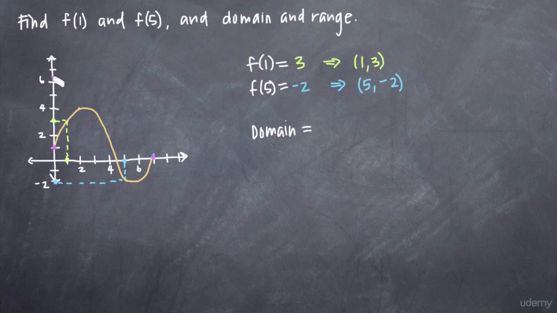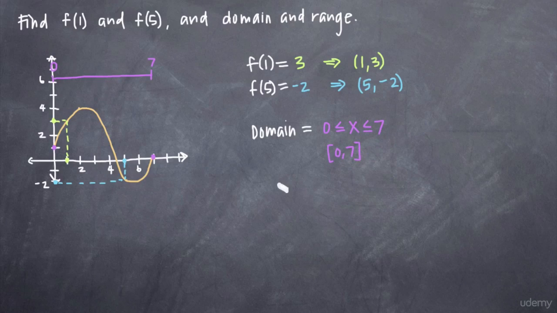So we know that the domain runs from this point all the way to this point, and the left-hand side here is equal to 0. The right-hand side is equal to 7. So we can say that the domain is x greater than or equal to 0 and less than or equal to 7. We can also write that in square brackets like this, [0, 7].